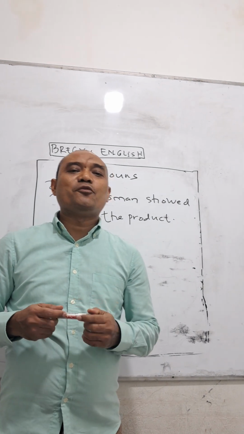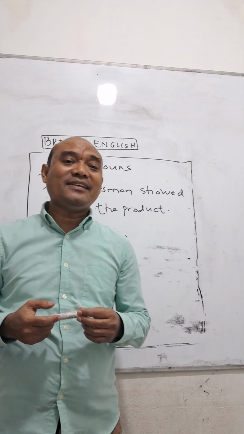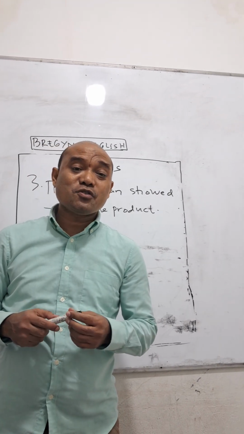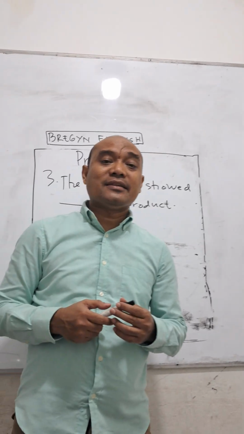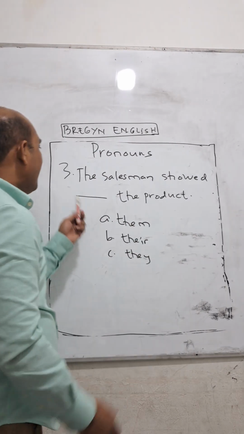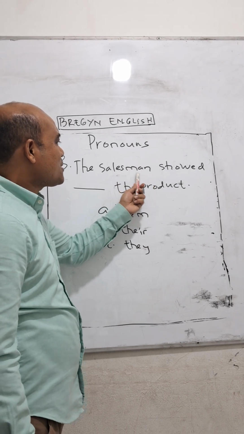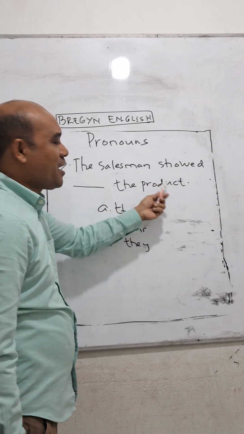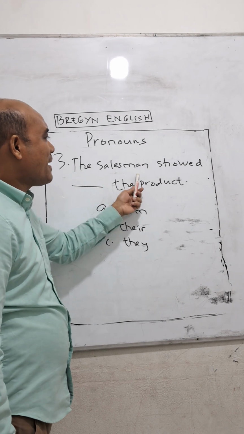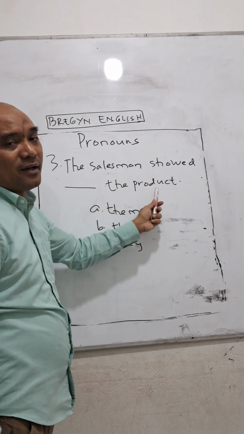Audience, now we move to number 3, what pronouns this evening. So I have already written the statement. Number 3: The salesman sold blah blah the product. The salesman sold blah blah the product.